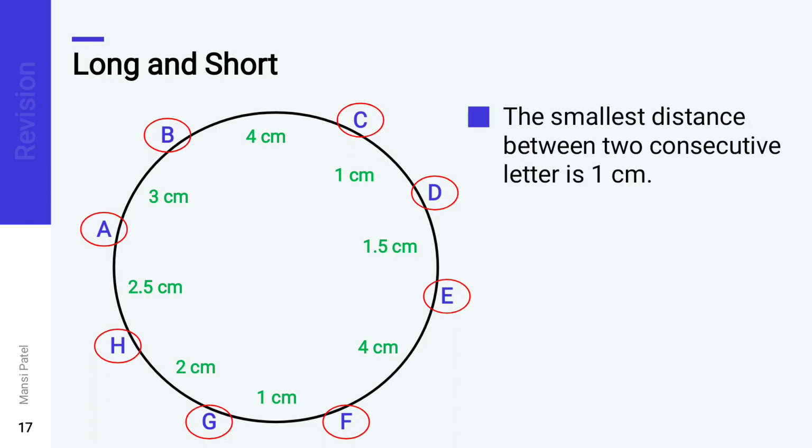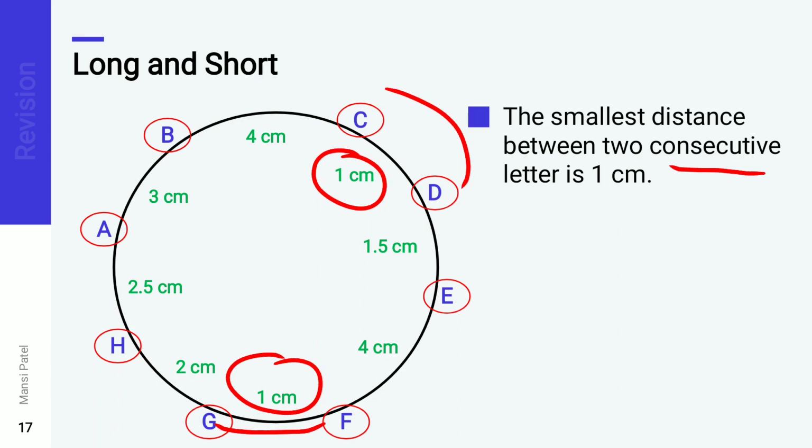The smallest distance between two consecutive letters is 1 centimeter. See here, consecutive means one after another. The distance between these two consecutive letters is 1 centimeter. Yes, so this is true.